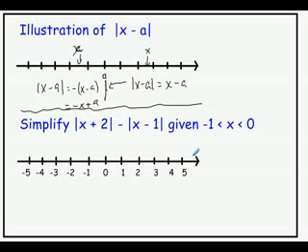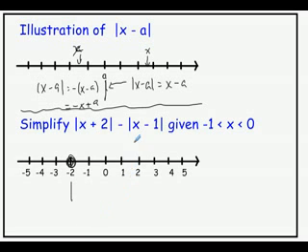x plus 2 minus absolute value of x minus 1, given that x is between the numbers negative 1 and 0. We need to do three things. The first one is to indicate that for our first absolute value bracket, absolute value of x plus 2, we'll note that the absolute value of x plus 2 changes whenever x is either left or right of negative 2.